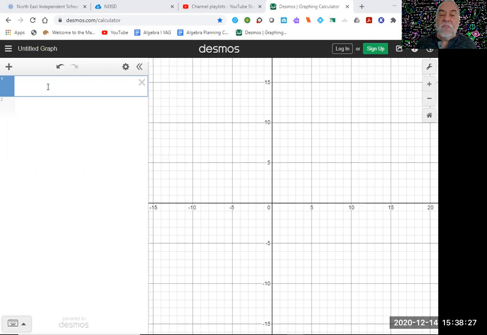It doesn't matter what the y-intercept is, what the a value is. Remember, it's y equals ab to the x. The a value is just the starting value. It has nothing to do with growth or decay.